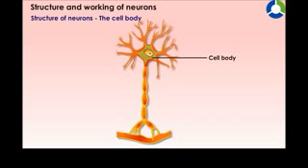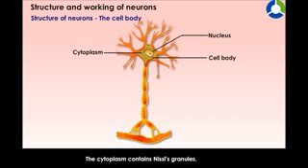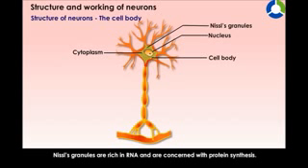Structure of neurons. The cell body. It is also known as cyton or soma. It is made up of cytoplasm and nucleus. The cytoplasm contains Nissl's granules. Nissl's granules are rich in RNA and are concerned with protein synthesis.